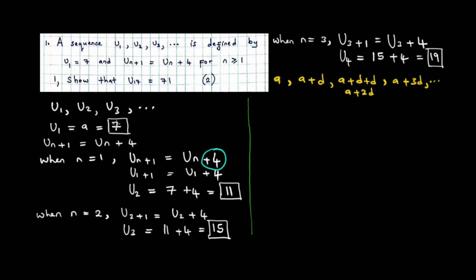So we take the first term and add 4, and it gives us the second term 11. We take the second term 11 and add 4, and it gives us the third term 15. We take the third term 15 and add 4, and it gives us the fourth term 19. So the common difference is obviously equal to 4.